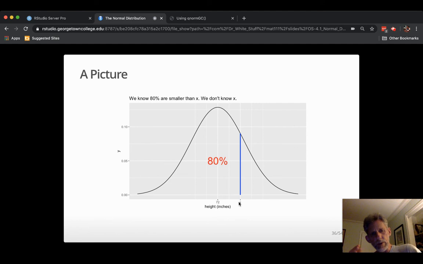So when you are asking about a percentile, you're actually asking the reverse of a probability question. In a probability question, you know this boundary number and you don't know this area, and that's what you use pnormGC for. But in a percentile question, you know the area, you just don't know the boundary number that would make that area. And so we need a way of answering that kind of question for normal curves.